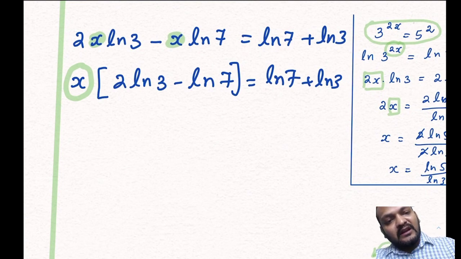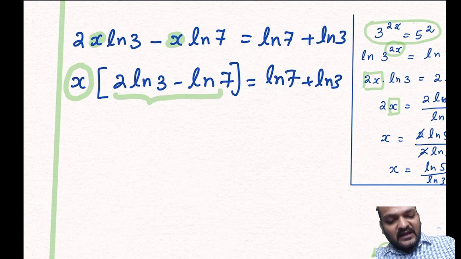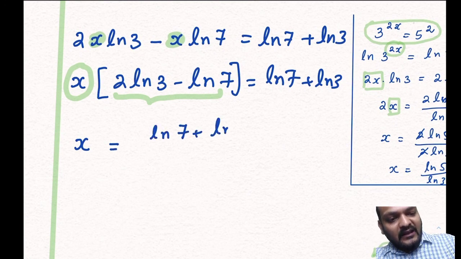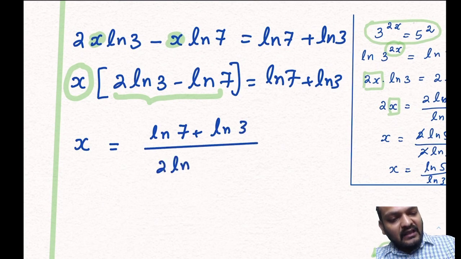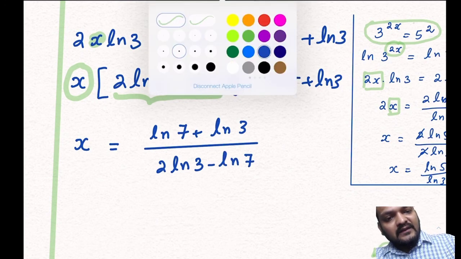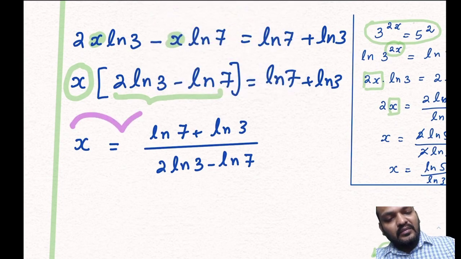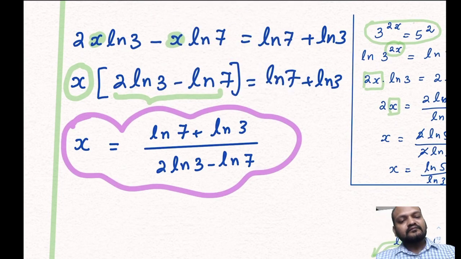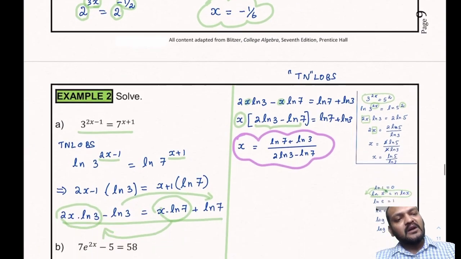So I'm going to divide both sides of the equation by this particular term right there. When I do that, my left hand side is going to be simply x, and the right hand side is going to be ln of 7 plus ln of 3, and the whole thing is divided by 2 times ln of 3 minus ln of 7, and that is your answer for this particular problem. And that's how you solve these kind of problems.